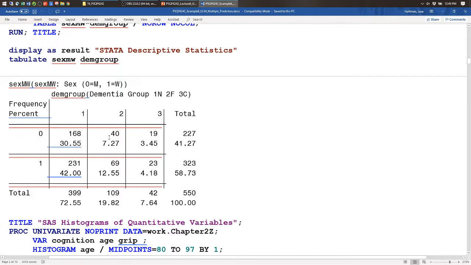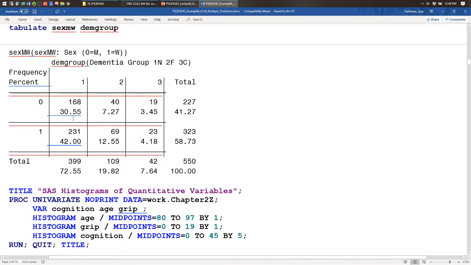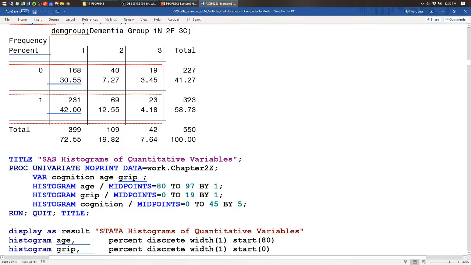And then gender by dementia group. Here is a cross tabulation of the frequency and the percentage in each cell. And out here on the margins, you can get the totals. So this gives you both a pairwise table as well as a marginal table, so you can know how many people are in each group. Now, foreshadowing, gender, 41% are men, 58% are women. Across dementia group, 73% are in the none group, about 20% are in the future group, and about 7% are in the current group.